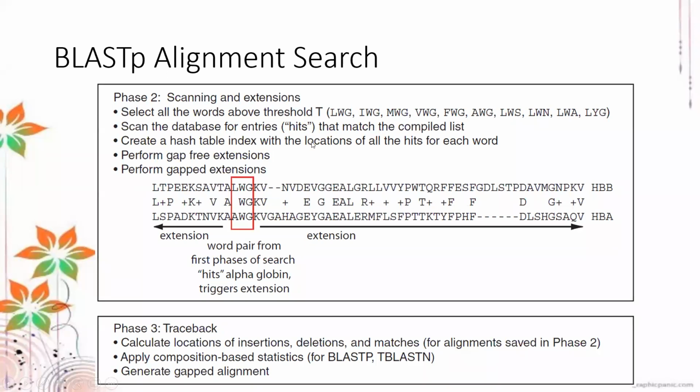So they scan the database for the hits, and then they create a hash table indexing the location of the hits for each word. And then they do gap-free extension first, and then the gap extensions. And then they look at this one, if they have a match, they align it forward and backwards, and then the trace back. So calculate the insertions, deletions, and matches, the alignments from the hits, and then you apply the composition-based statistics, and then you generate your gap alignment. And then once you have your alignment, you can now calculate the scoring.